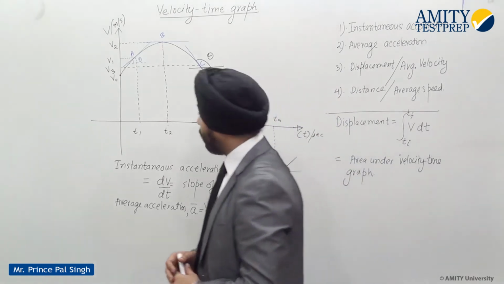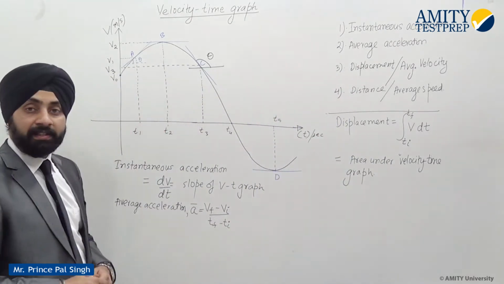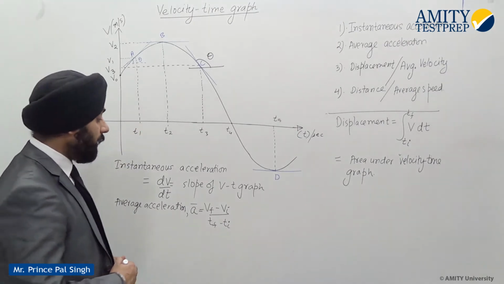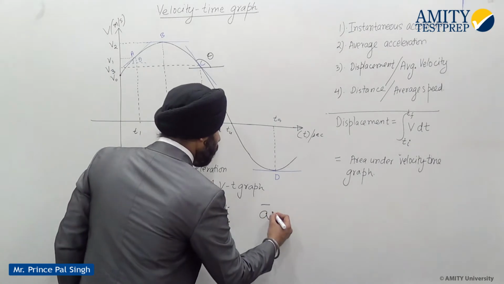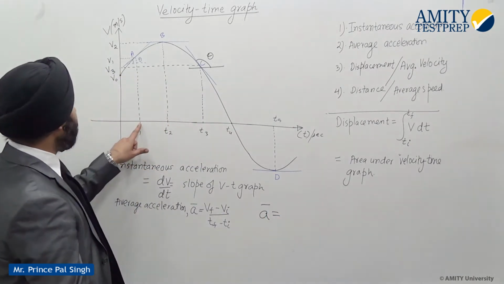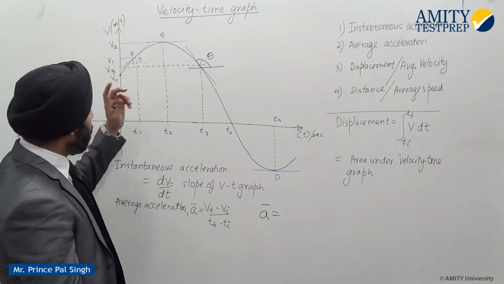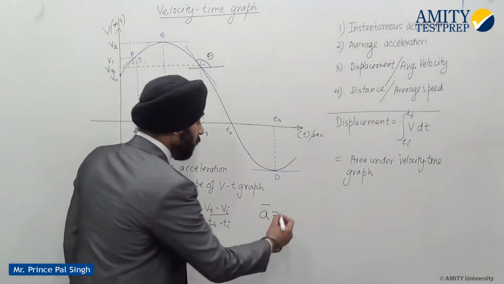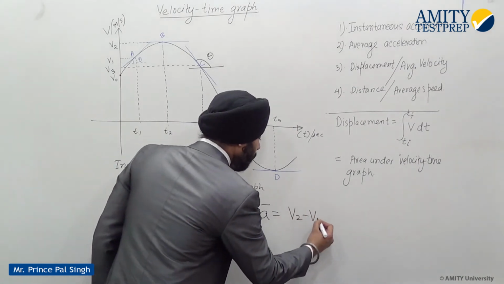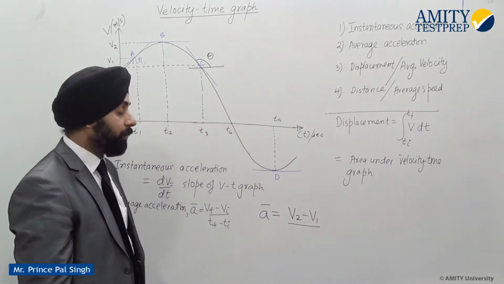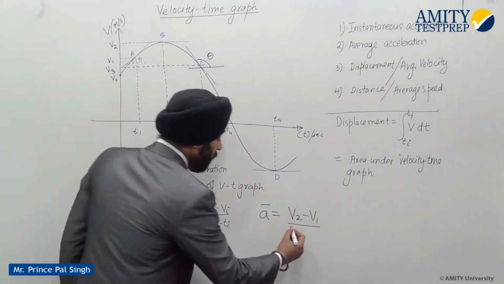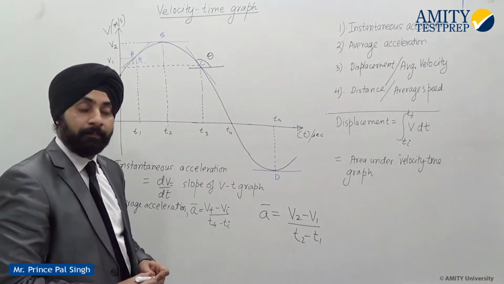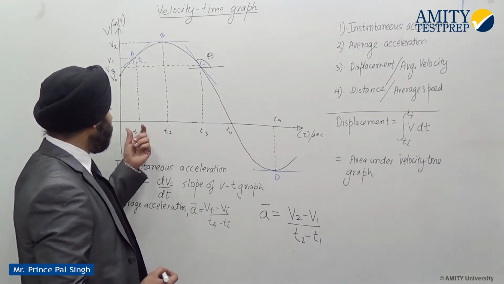For example, if we want to write the average acceleration from the time interval t1 to t2, it is given by a average equal to, the velocity at t1 is shown, it is v1, and the velocity at t2 is shown, it is v2. So the change in velocity is v2 minus v1, divided by the time interval, that is the time taken, t2 minus t1. So this is the average acceleration from the time interval t1 to t2.